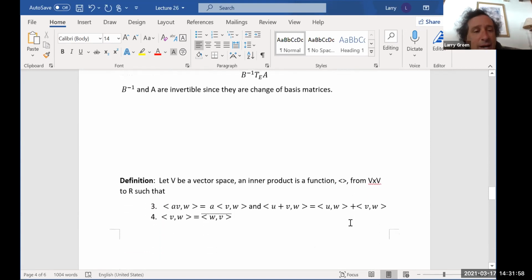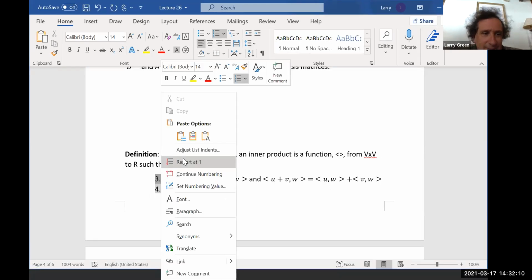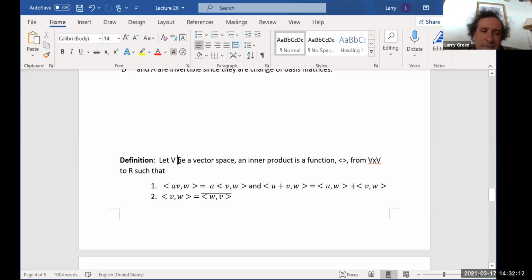Okay, now I'm going to move on to what's not in the book. We have a little bit of time left, and this is so important, I just can't not show you. So here's a very important definition.